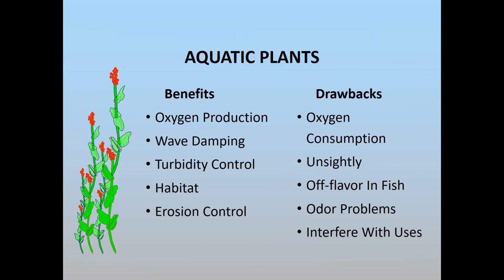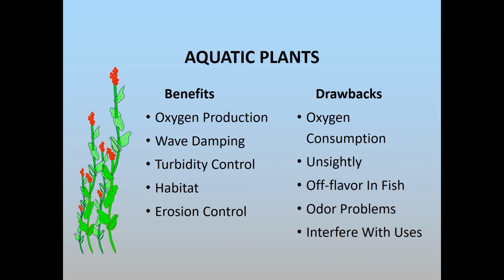Now, aquatic plants are an important feature in ponds, and they provide a lot of benefits. I mentioned already oxygen production. They take up nutrients, certainly, but they also, dependent upon the species, can help even reduce the turbidity. They provide habitat, and they're good, particularly on the shoreline or the shallow areas, for erosion control.